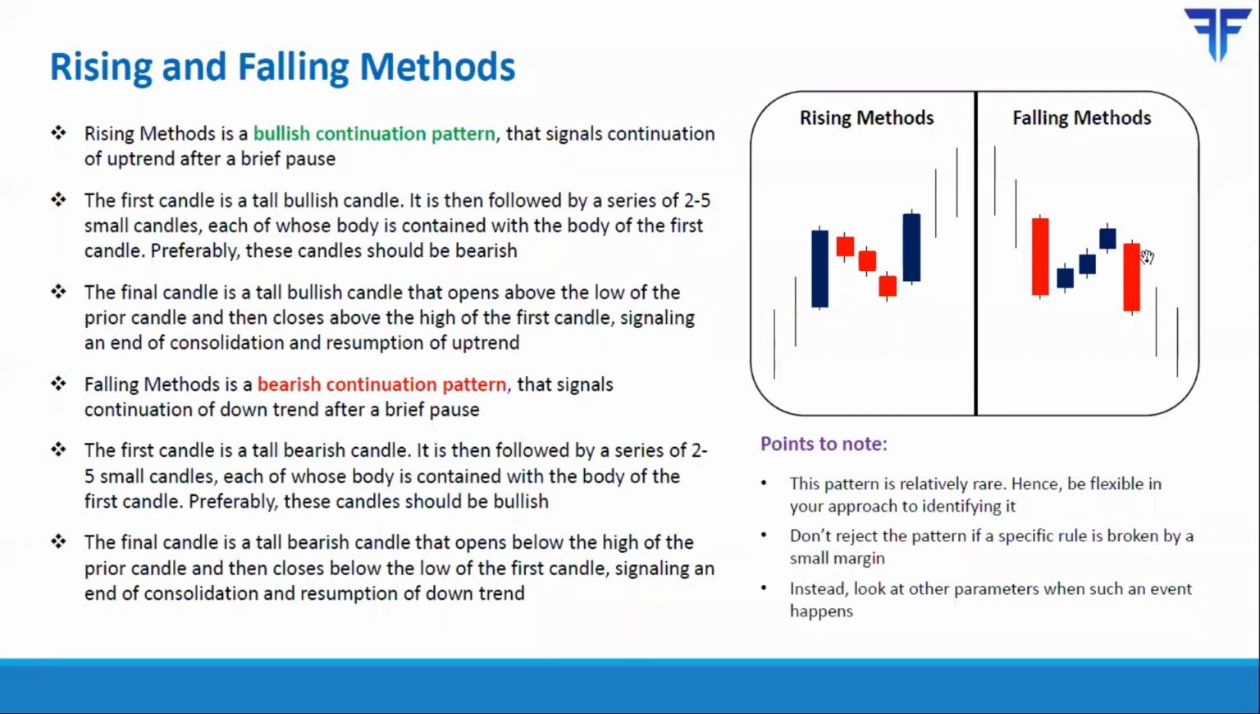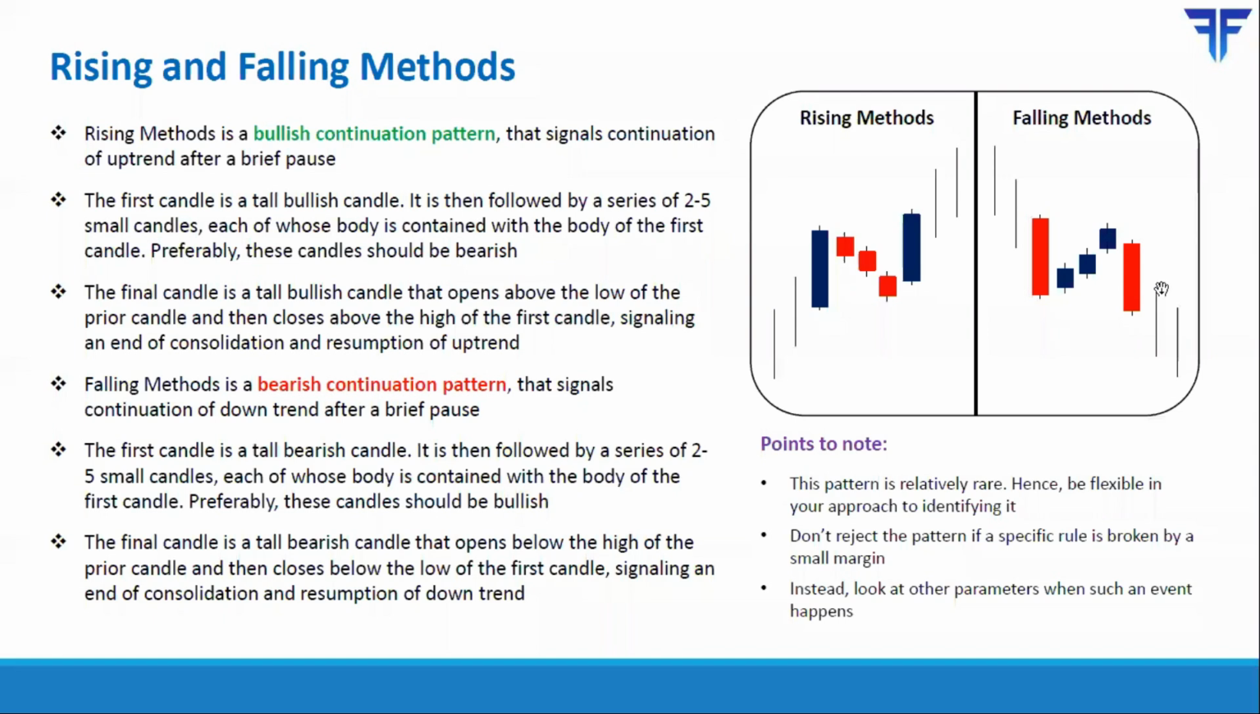The final candle of this pattern is such that it opens below the high of the previous candle, and then there is very strong selling pressure which comes during that particular candle, because of which the closing price of that candle is below the low of the first candle. So the emergence of the final candle tells you that the consolidation, the 2 to 6 session consolidation, has ended and price should again continue trending lower.